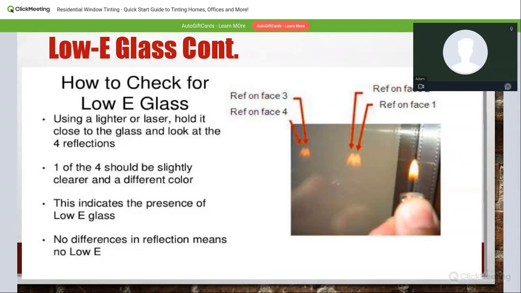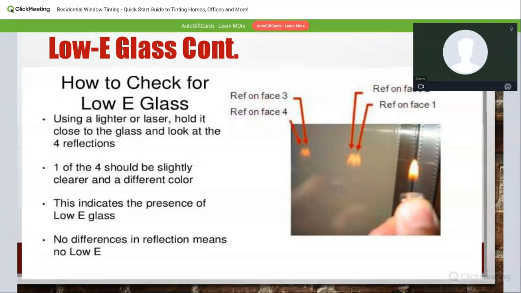So what you're going to do is hold it close to the glass and look for 4 reflections. All glass will have 4 reflections. Now, when you're at home, do this tonight or tomorrow morning, see if your own windows have it so you can see what those 4 flames look like. Of those 4 flames, one of the 4 should be slightly clear and a different color. This indicates the presence of low E. If you have those 4 flames and they're all the exact same, there's no low E coating on those windows.